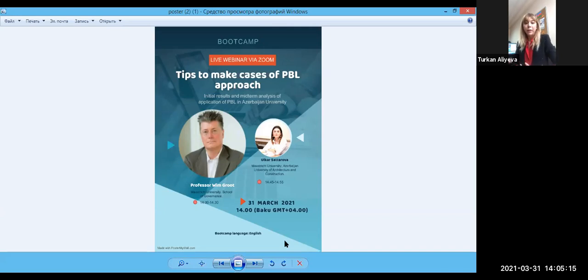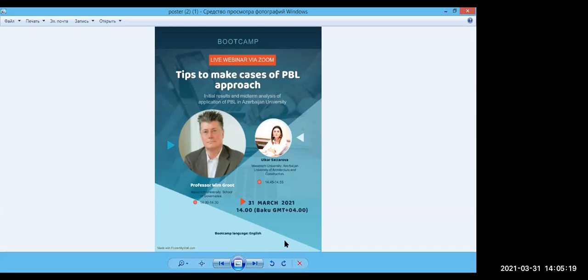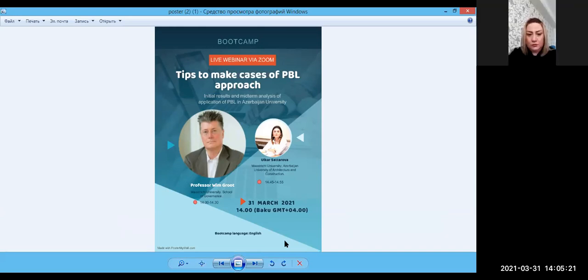And we are having a session by Ulkar Sattarova, which is going to be the second session. We will have participants from our own PBL group and non-group members as well today.